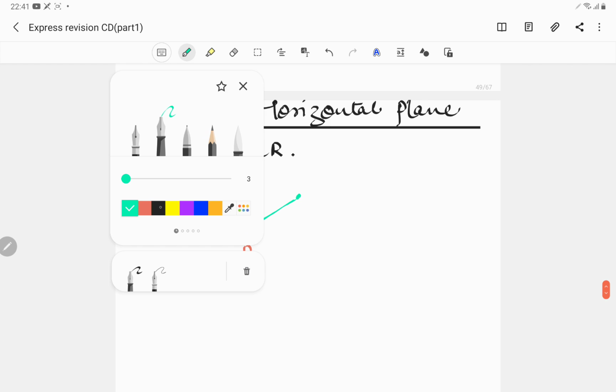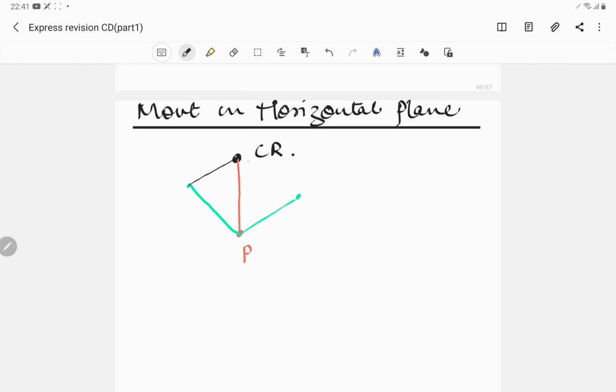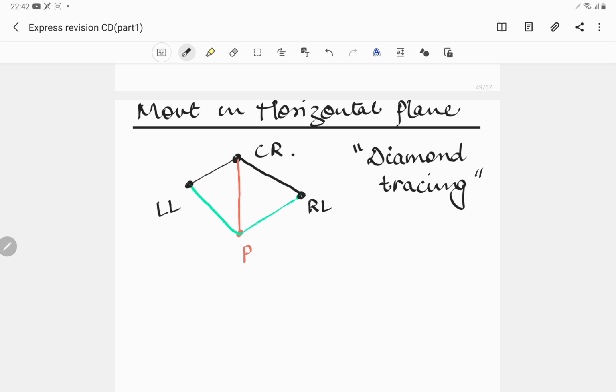And once we combine all these points, this point is our right lateral, this point is the left lateral, and this is the protrusive point. So what is the shape which has come? It is a diamond shape. Very important. Diamond shape. So this is the diamond tracing. In the horizontal plane, we have got the diamond tracing, right? Diamond is this shape. So this is a tracing which comes.